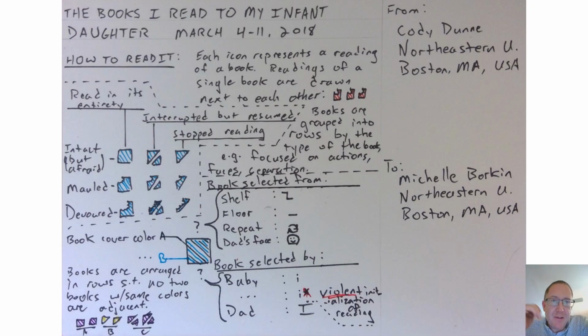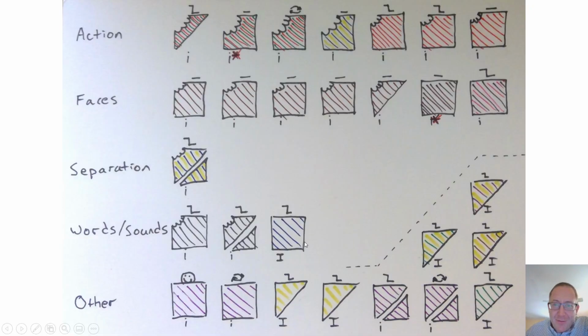So each icon represents a book, a reading of a single book, drawn next to each other, and whether it's interrupted, whether it's intact, whether it was mauled by the baby, because it's reading a book to a baby, or the baby ate the book. I think it might be the baby eating the book, or it might be just devoured as in it was really excited to read it. Whether it was from the shelf, the floor, it was repeated multiple times, or dad's face was involved. I have no idea where the dad's face is. There's a dad's face. There you go.